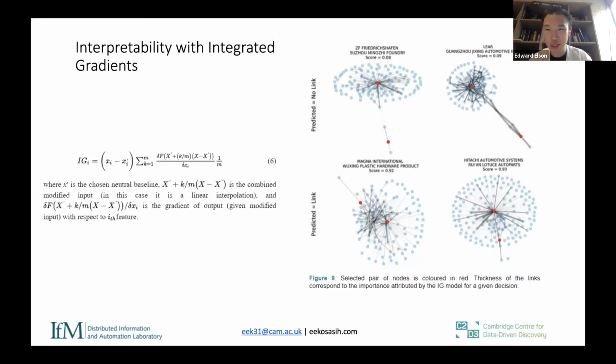As you can see here, for example, when I'm looking at a potential relationship between a company called Lear and a company called Guangzhou Jixing, it makes quite some sense. The model is looking at edges that connect the two nodes here. So it's not surprising. You can also see it for Magna International and Wuxi Plastic Hardware. It places more emphasis on edges that represent these two nodes. What this means is if I remove an edge whose color is quite light, that wouldn't affect the output prediction. This is quite useful for anyone who wants to play around with the model.